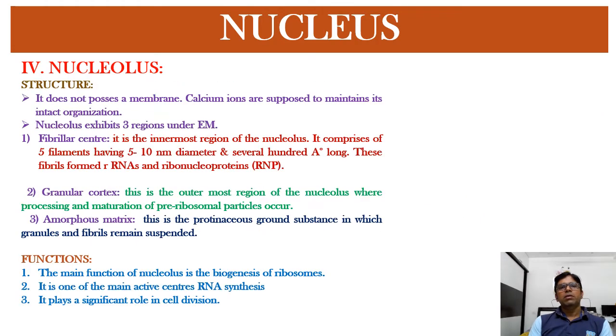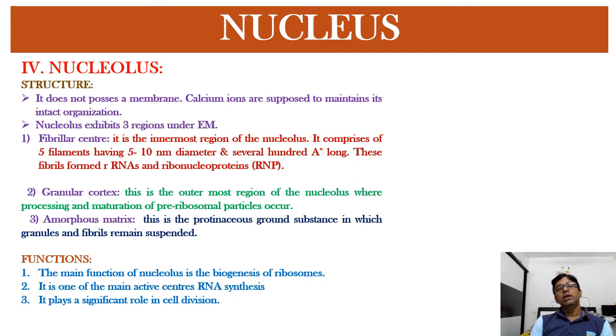And coming to the structure of the nucleolus, the nucleolus does not possess a membrane. It means the nucleolus is not bounded by a membrane, but calcium ions are supposed to maintain its intact organization. So that's the reason why the nucleolus appears in a spherical shape.